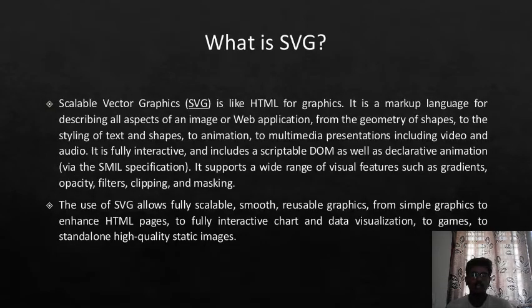What is SVG? Scalable Vector Graphics. SVG is like HTML for graphics. It is a markup language for describing all aspects of an image or web application, from the geometry of shapes to the styling of text and shapes, to animations, to multimedia presentations including video and audio. It is fully interactive and includes a scriptable DOM as well as declarative animation.